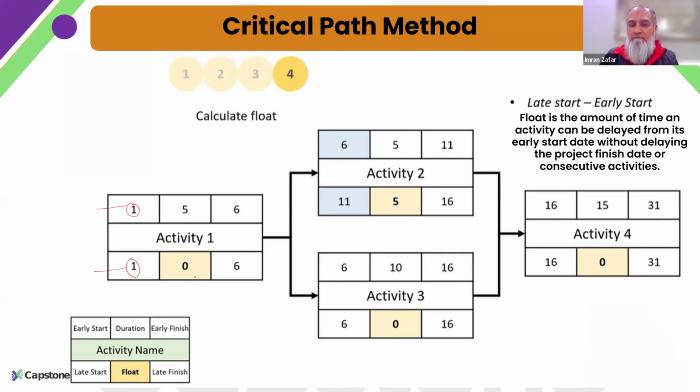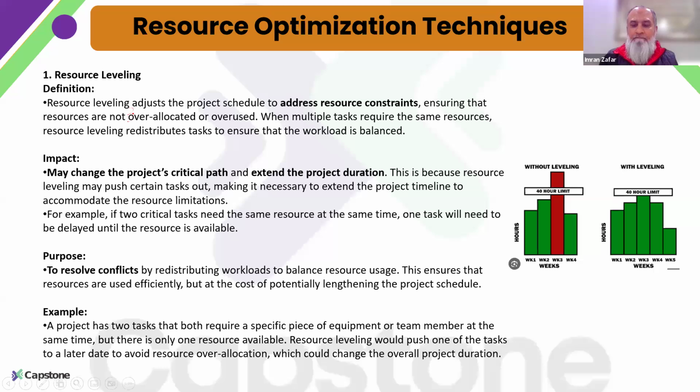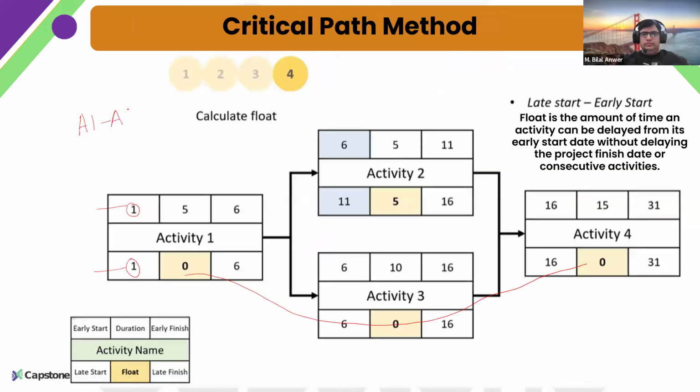Now this will tell me which is my critical path. All the activities where we have zero float form my critical path. In this case, my critical path is activity 1, A1, activity 3, A3, and activity 4, A4. So this is my critical path.